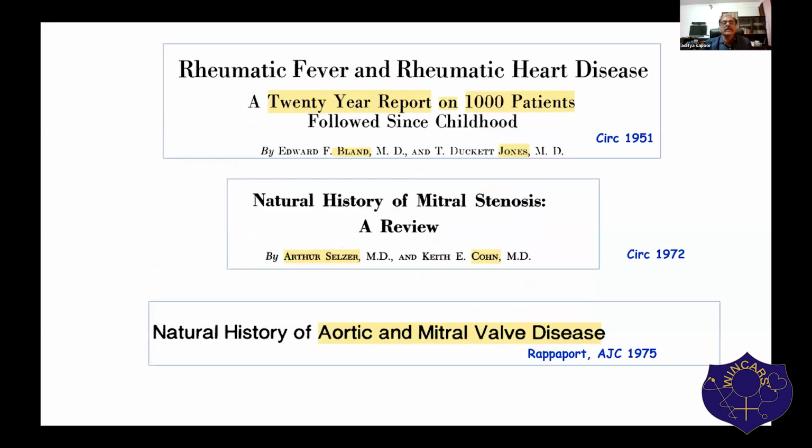So this is for mitral stenosis. Again, the residents can take a picture of this. These are very, very important articles: Bland and Jones, natural history, Selzer and Cohn's natural history, and of course, the Rappaport series.